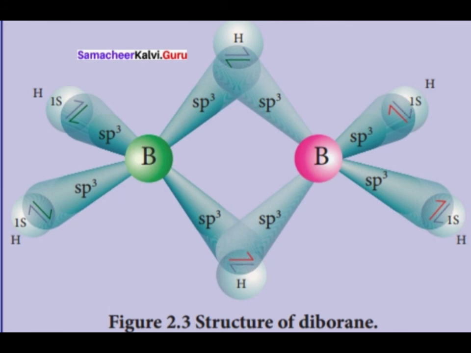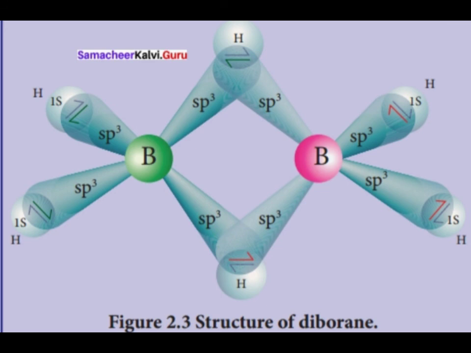You are seeing the diborane structure. There are 2 boron atoms, one green boron and the other pink boron, and 4 terminal hydrogen atoms. In one boron 2 hydrogen atoms are attached on the left side, and on the right side also 2 hydrogens. They are called terminal hydrogens. These are normal covalent BH bonds. There are 4 BH bonds in total, and 8 electrons are involved in this bonding.